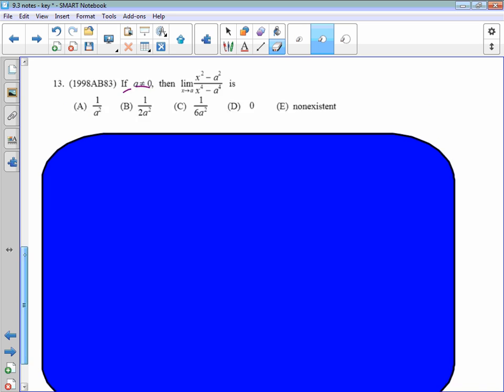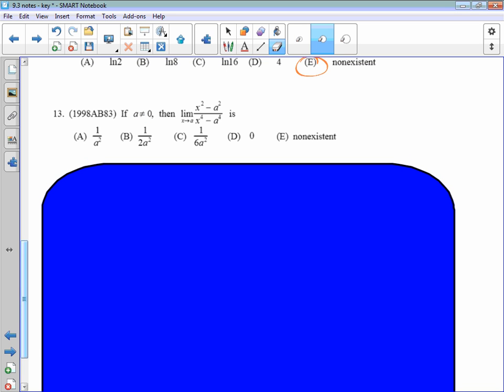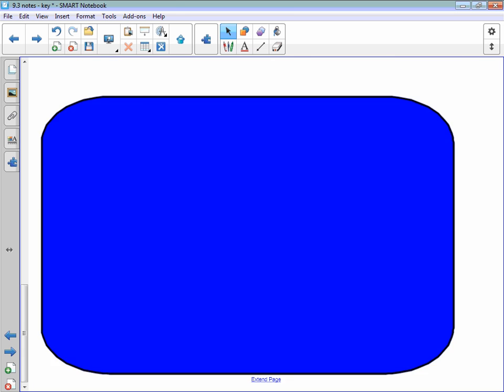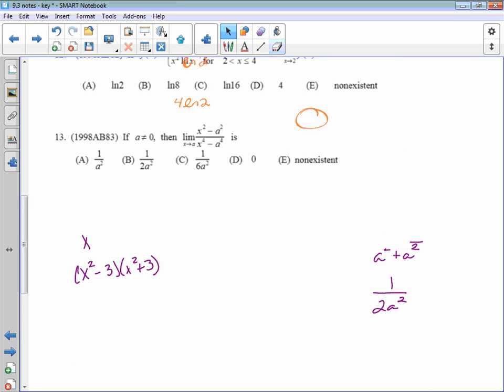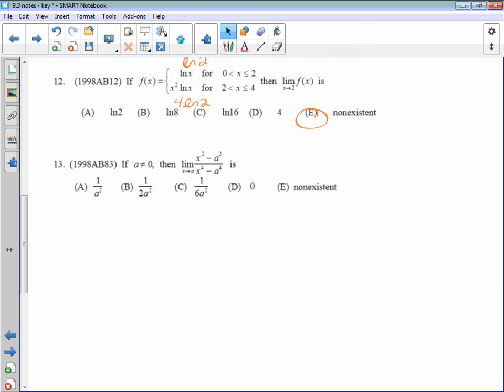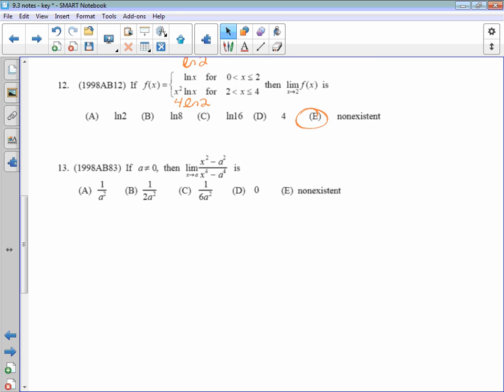I realized I should have just erased everything from the beginning, guys, but I didn't. Do you want to try this one, or do you want me to help? Try it. Okay, you guys try. I'll tell you that it's not E. If it exists, we have now 25% chance.